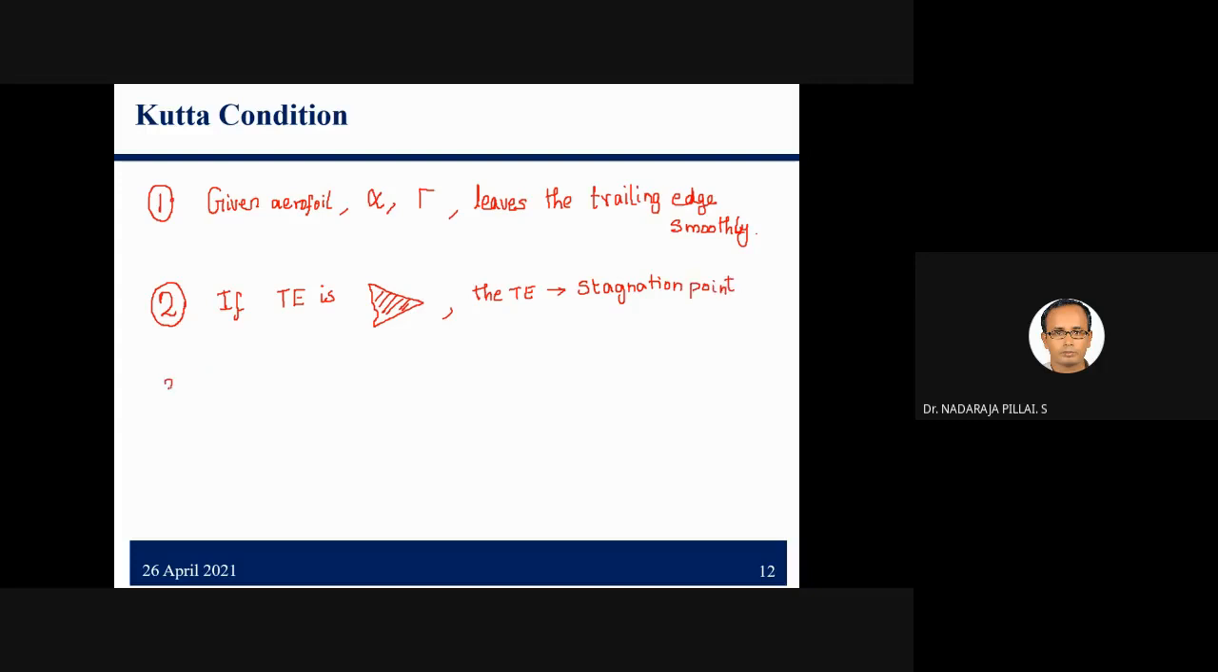Okay, third condition. What happens if it is cusp? If the trailing edge is cusp, then the velocities leaving the top and the bottom are finite and equal in magnitude and direction. That is, V1 is equal to V2, which is not equal to 0.